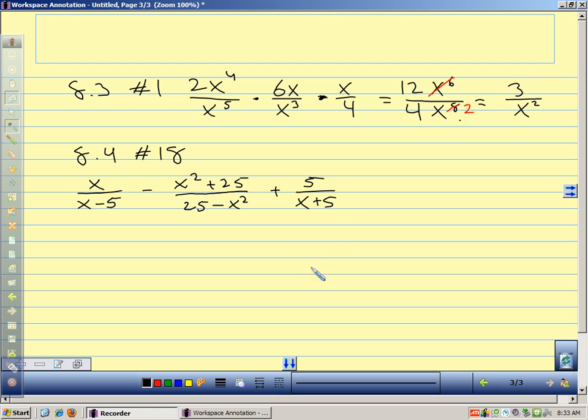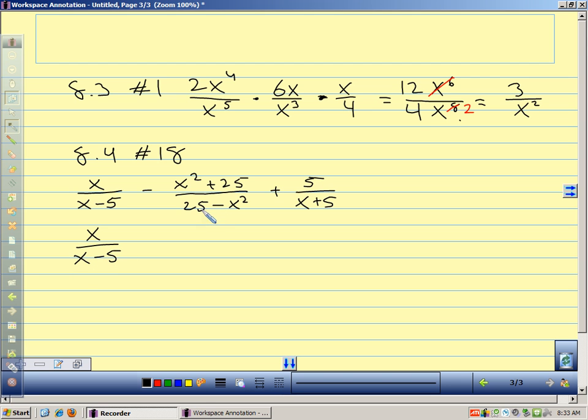All right. So the first thing that I see here is I have an x minus 5 and an x plus 5, and I have a 25 minus x squared here. So I want to see if I can simplify this so that the factors in my denominator are just x minus 5 and x plus 5. So I'm going to rewrite this as x over x minus 5.